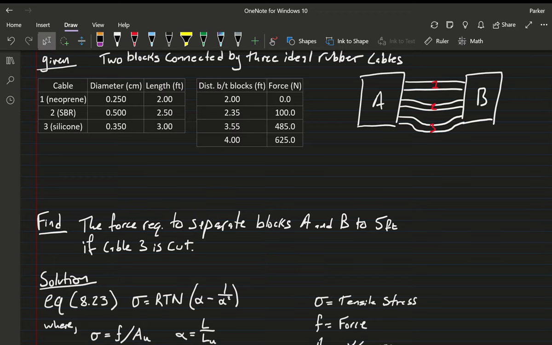And what we're tasked with finding is the force required to separate blocks A and B to 5 feet, making this length equal to 5 feet, when we cut cable 3. Okay?